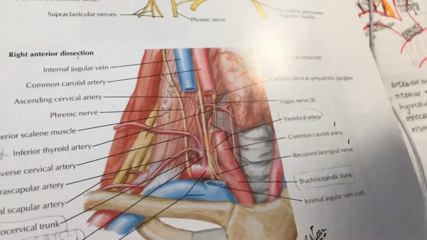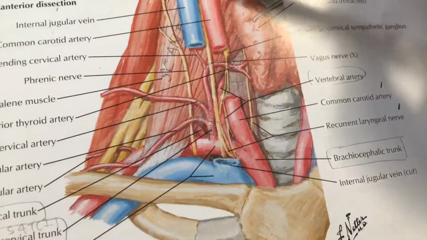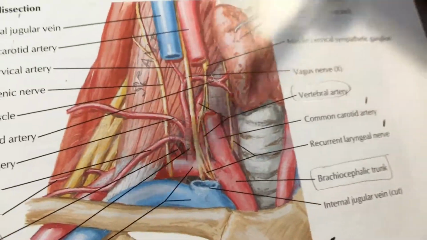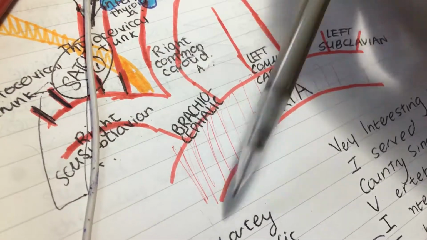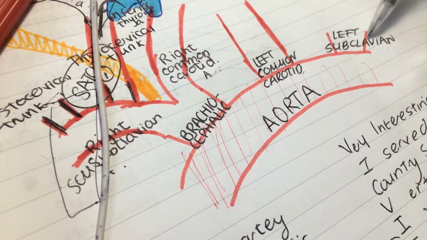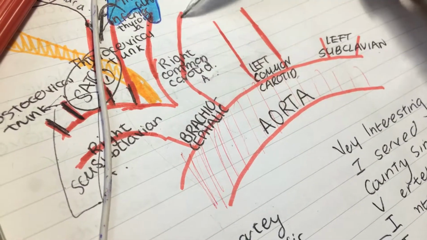So let's have a look at the main arteries and veins that supply the neck region and what's in front of them, what's behind them, and everything to do with that. Okay, so we've already looked at how the aorta splits off into the brachiocephalic trunk, the left common carotid artery, and the left subclavian branch. Then the brachiocephalic branch itself divides into the right common carotid artery and the right subclavian artery. You can see that happening here.